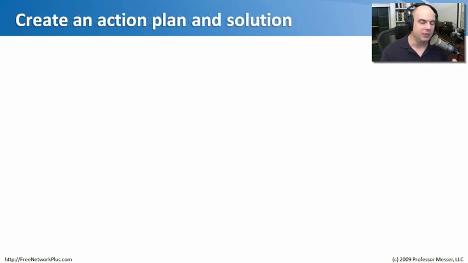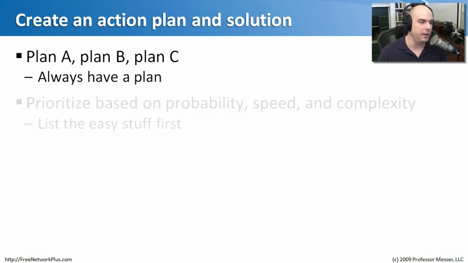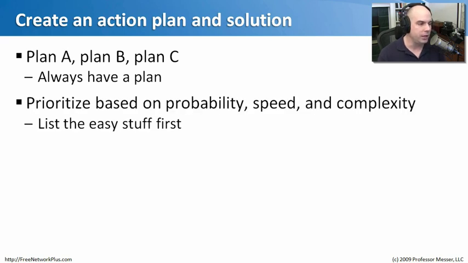Now we have a list of what these problems might be. We have called the people and made sure we escalated this to the right folks. Now we need to really create a plan of how we're going to fix this. So there needs to be a plan A, a plan B, a plan C. If plan A doesn't work, what are we going to do? If plan B doesn't work, what are we going to do? You should always have a plan on what you're going to accomplish and the things that you'll need to make that plan operate. We usually prioritize these plans based on a number of different things.